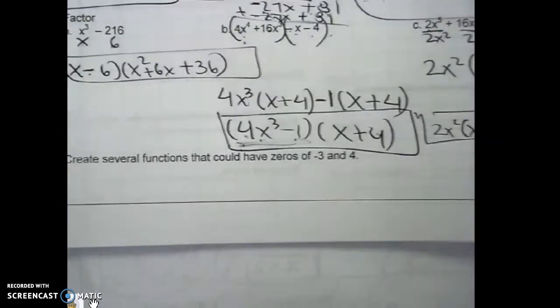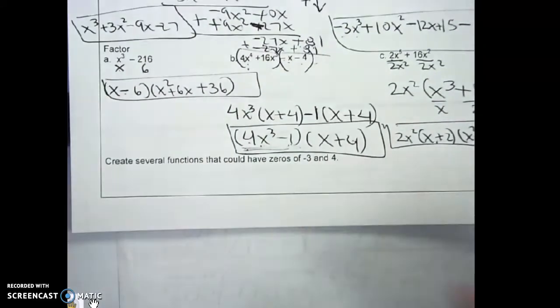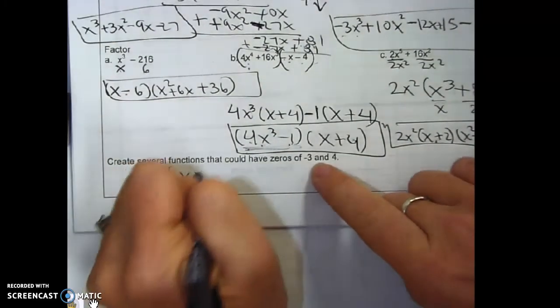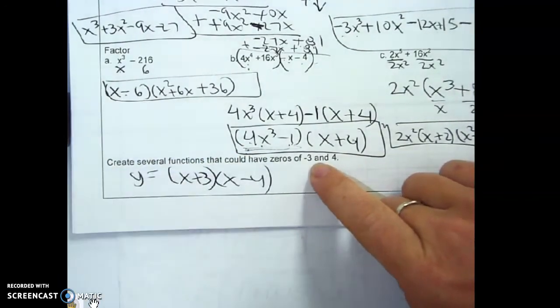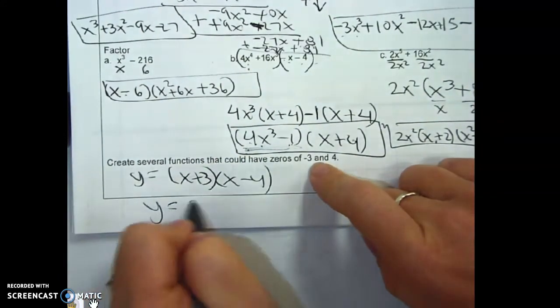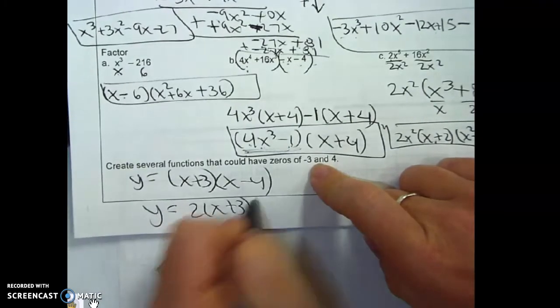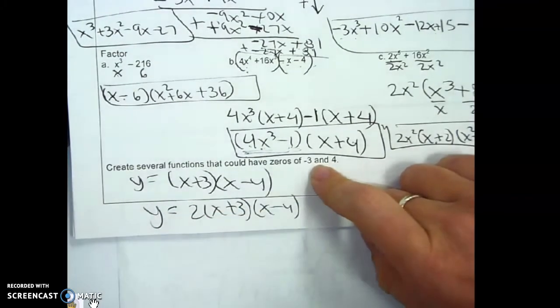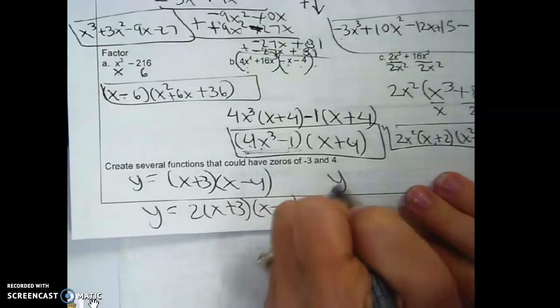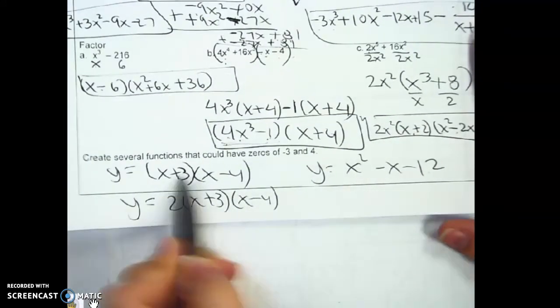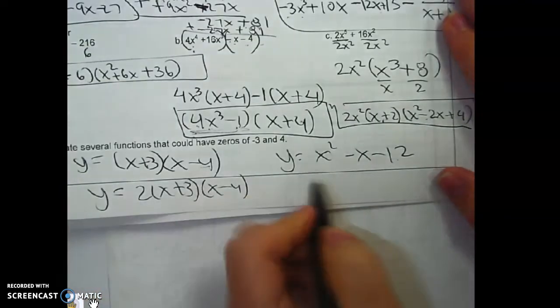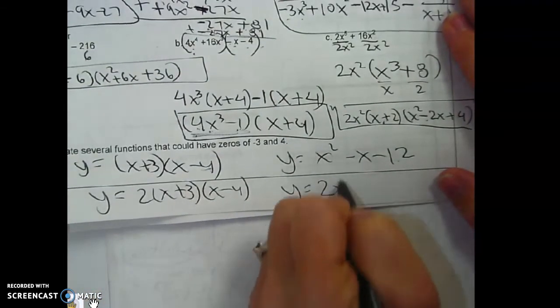All right, create several functions that could have zeros of -3 and 4, so x plus 3 and x minus 4 could be one. So like y equals 2 times x plus 3 times x minus 4. I could multiply that out, y equals x squared minus x minus 12. That's what I get when I box that out. When I box that out, this is twice that.